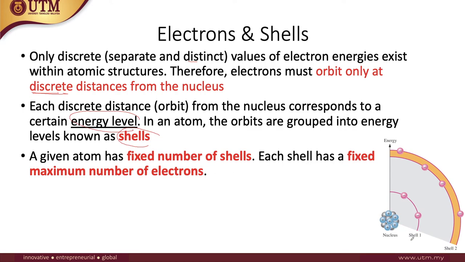I think you have learned this during your high school. Shell number 1 can only consist of 2 electrons. Do you still remember, how many electrons can shell number 2 consist of?